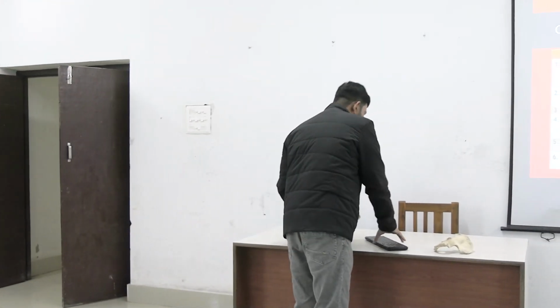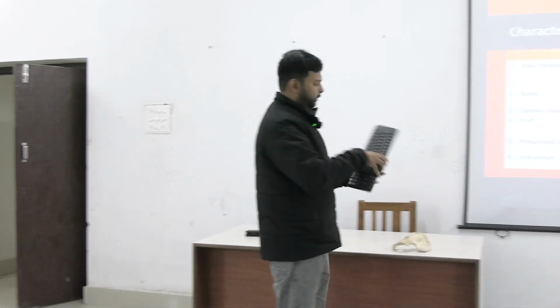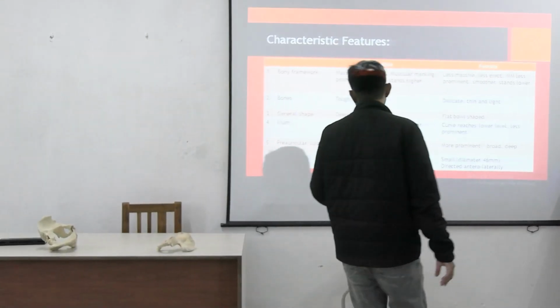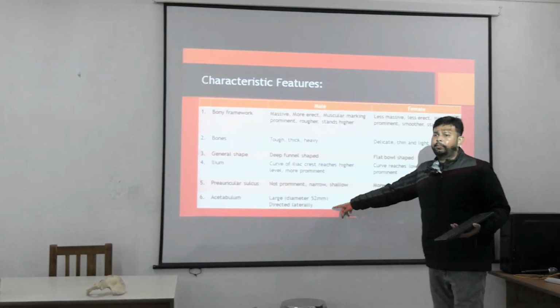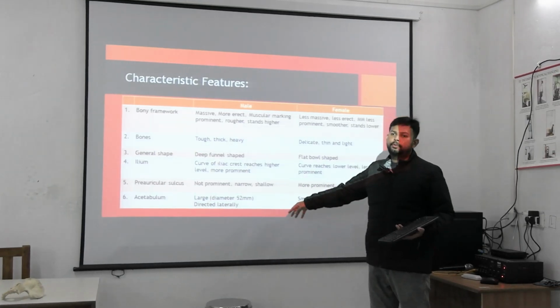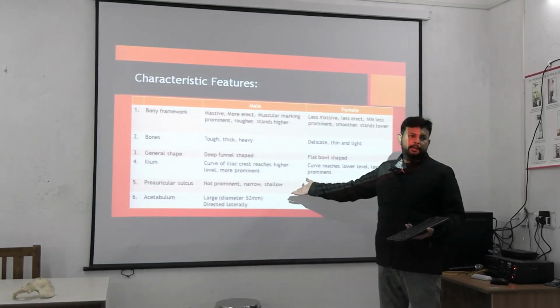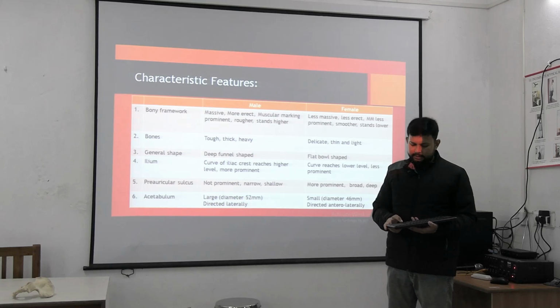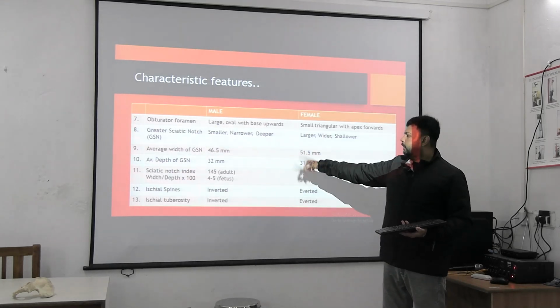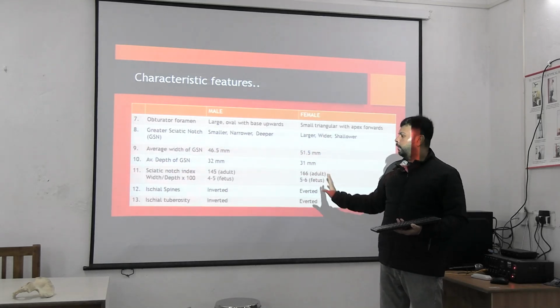So we have covered roughly 6-7 points. Diameter and all you have to remember. 52, more diameter will obviously be in males, less in females. These things you have to remember. All these things, numbers and all, you have to remember.